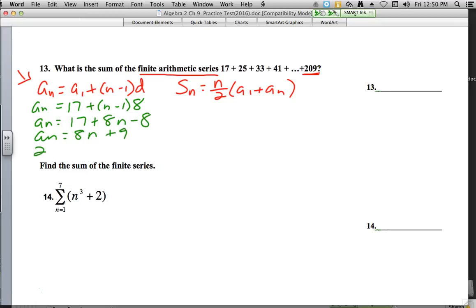And I need to know what number for n will give me 209. So I'd subtract 9 from both sides and divide by 8. And it's just like saying if you have $2 and divide it into 8, you're going to have a quarter, so 25 cents. So that means the n that I need for this formula is going to be 25.